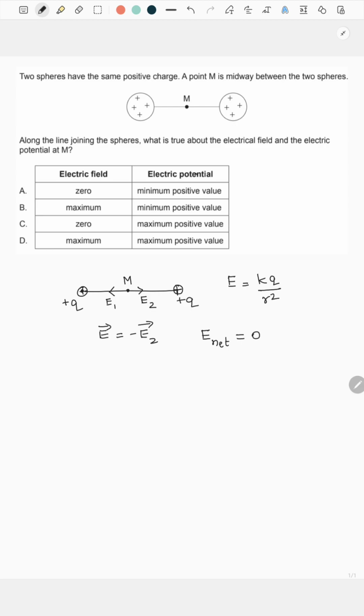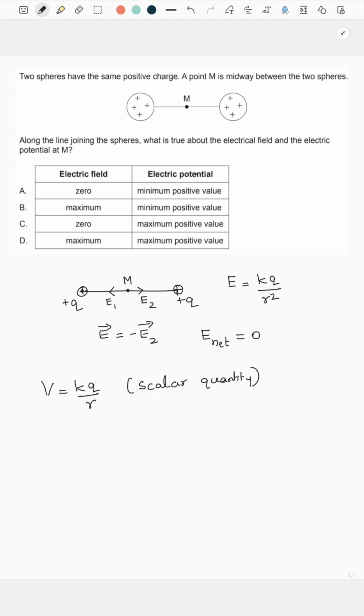Now let us look at the potential. We know that potential due to a point charge is given by kq by r, where r is the distance from the charge to the point where we are finding the potential. Again, the distance from the charges to that point is the same. We also know that potential is a scalar quantity, so the total potential will be the algebraic sum of the potentials. The individual charges are positive, so the potential due to the charges is also positive, so we need to add the two values, so the total potential will be positive.